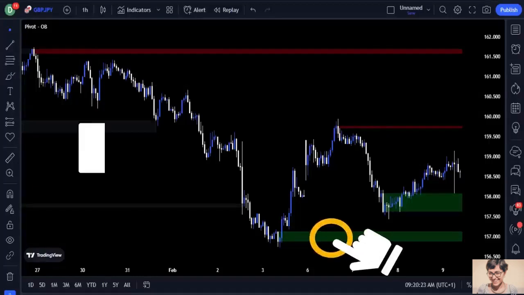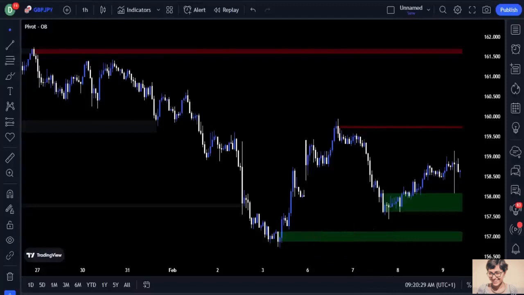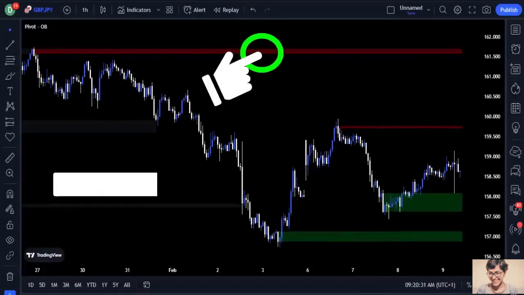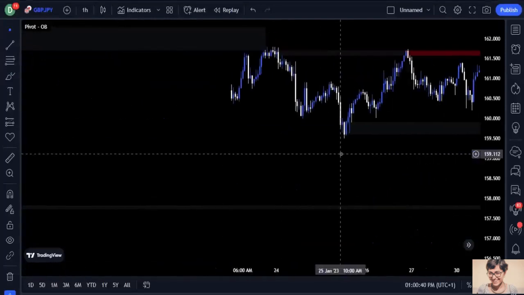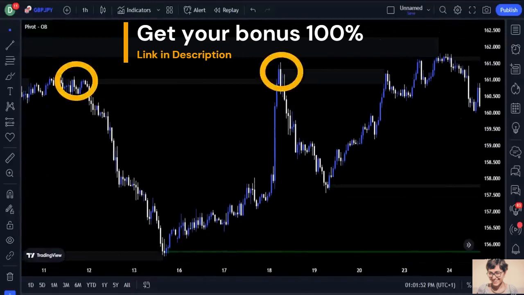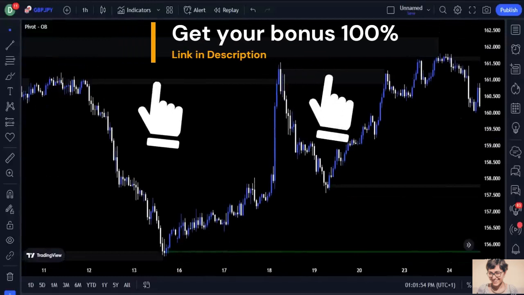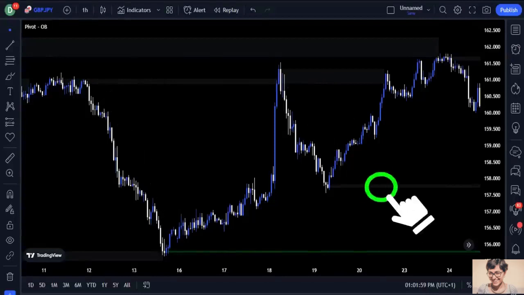So these red and green blocks that you see here are the bearish and the bullish order blocks accordingly, but these tiny and faded white blocks are point of interest levels, the POIs, although this indicator failed to write out the names of each block. So when you see this green block, you will know that there is an accumulation of buy orders, and you will start looking for confirmations before entry. The opposite happens when you get a red order block like this, which represents the accumulation of sell orders.